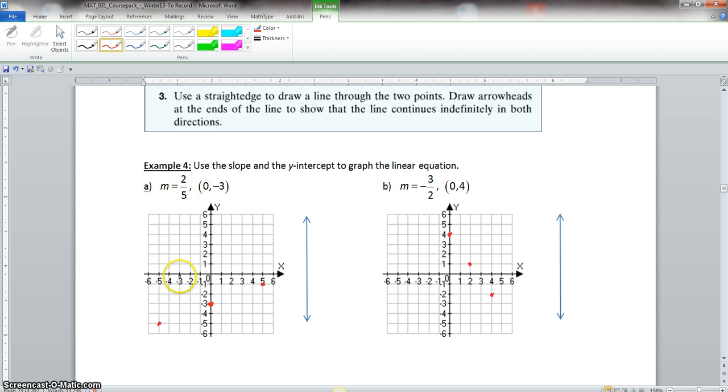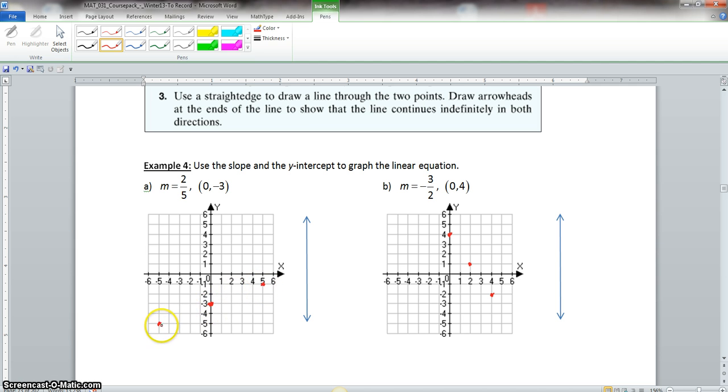This was rise over run. So we rose 2 from this point, 1, 2, and then we ran 5. And since it's positive, we go to the right. So that gave us the point (5, -1).